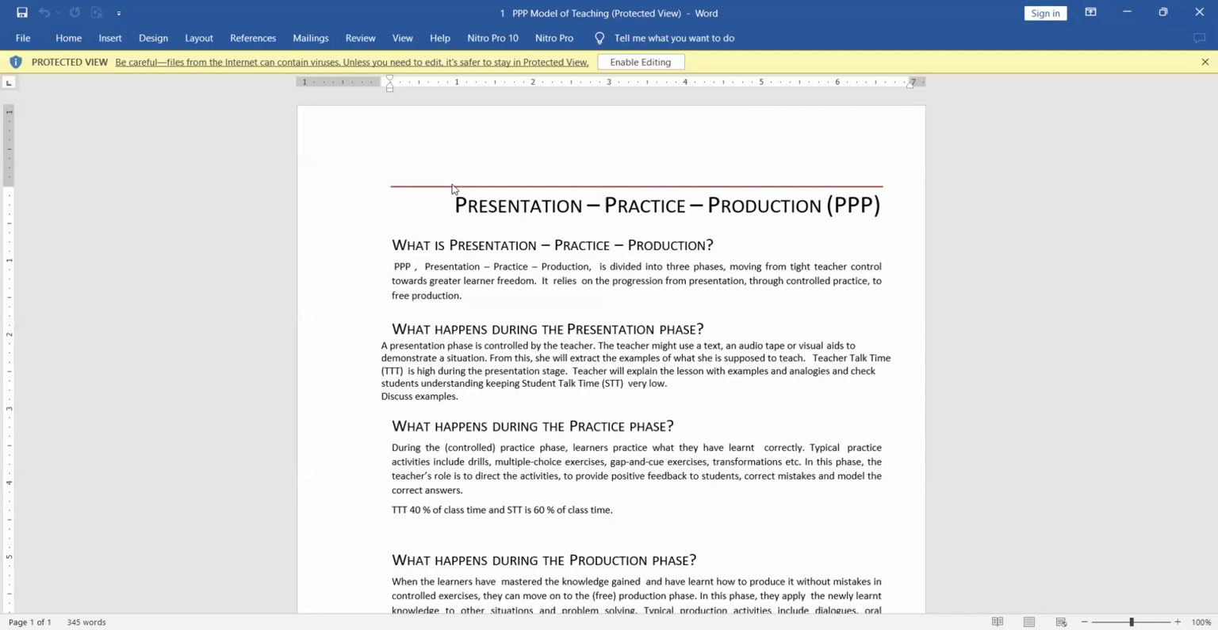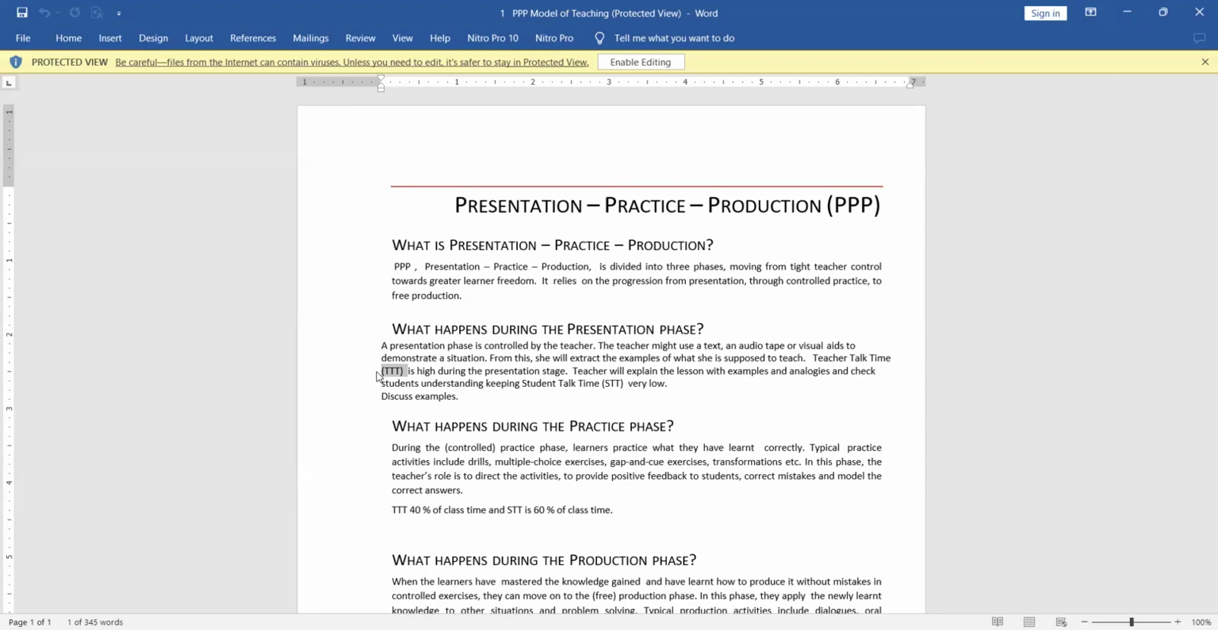There the teacher is very active. Teacher presents the lesson. Students are passive. Students listen and learn. They are at the desk, listen and learn. So teacher talk time, TTT, you can see where I'm taking the arrow. Teacher talk time during the presentation stage is very high. Teacher dominates, teacher explains, students are made to sit and listen and learn. So this is the presentation stage.